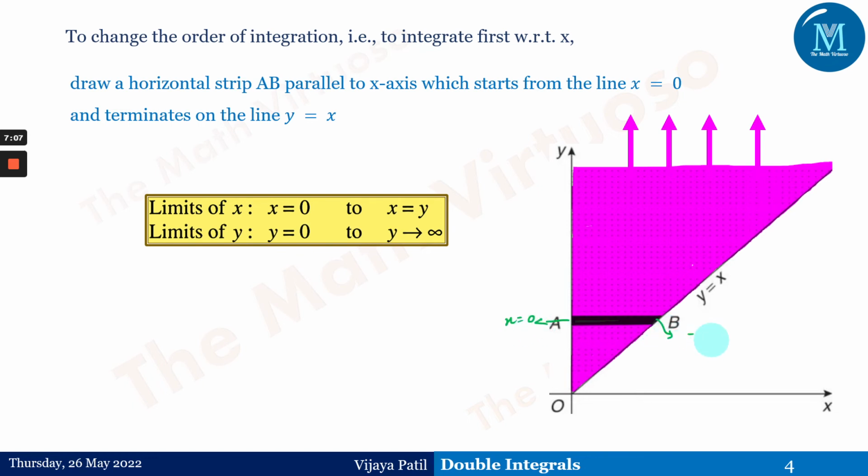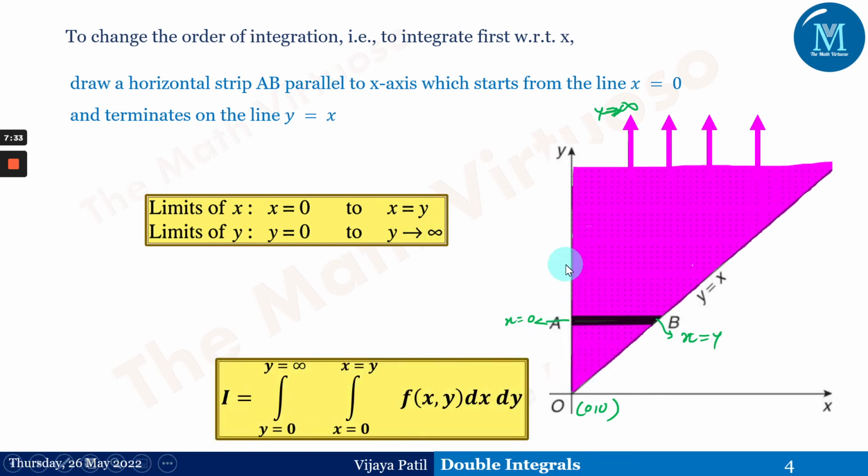Sorry, x is equal to y. It doesn't matter, but still it is moving from x equals 0 to x equals y, and the limit of y is moving from, if you observe here, 0 comma 0 till y is moving to infinity. So y is tending to infinity, and this is what we have to understand, the change of order of integration.